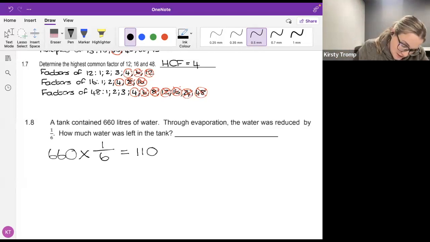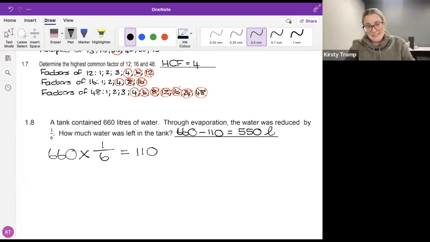So I'm going to have to take that 660, I'm going to minus 110, and I'm going to be left with 550 liters. Okay, so that is an example of a problem that you will get with whole numbers.